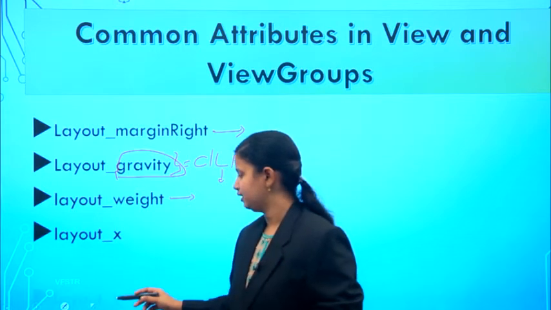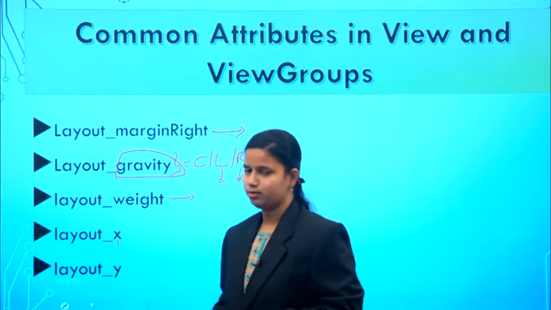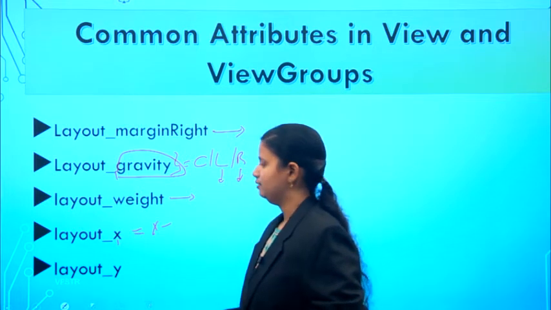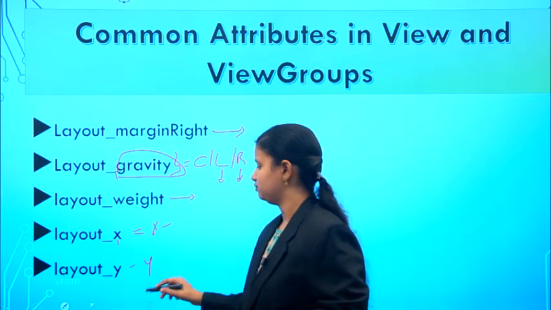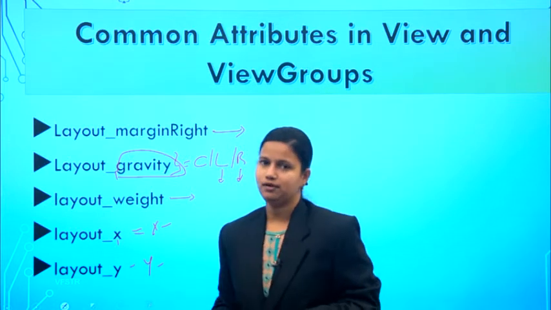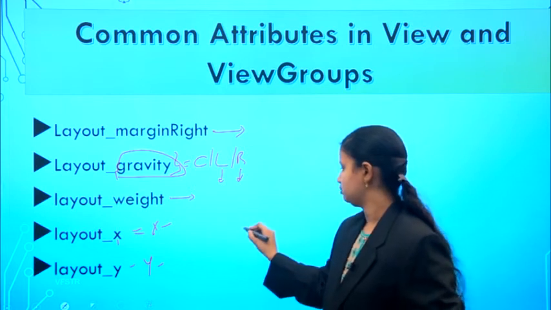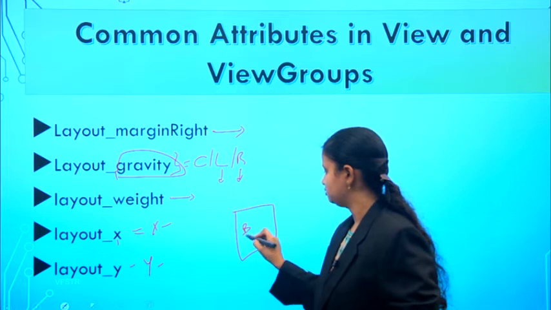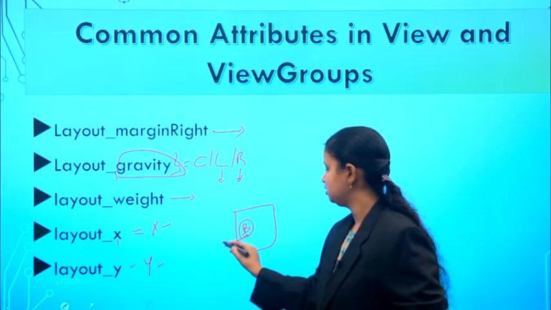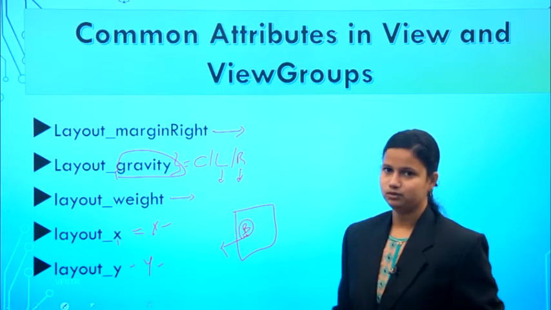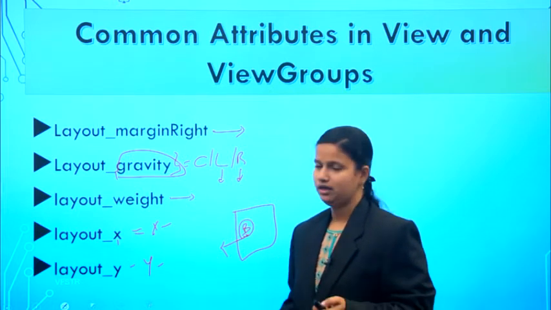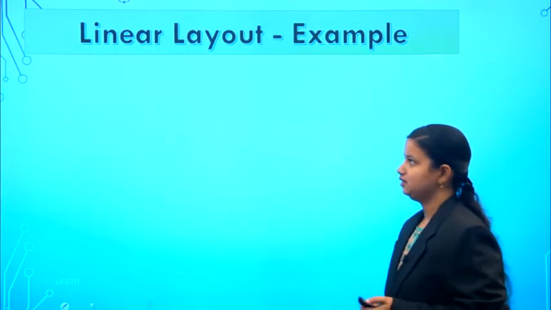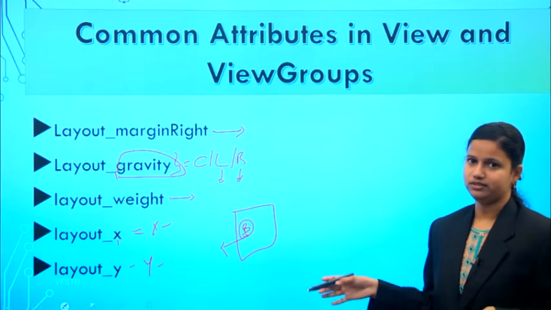And layout_x and layout_y. These two properties indicate the x coordinate and the y coordinate of a particular view. That means when we are adding a button in your user interface in a certain place, what is the x coordinate and what is the y coordinate of that button? That is specified by layout_x and layout_y. And these are the common properties introduced.